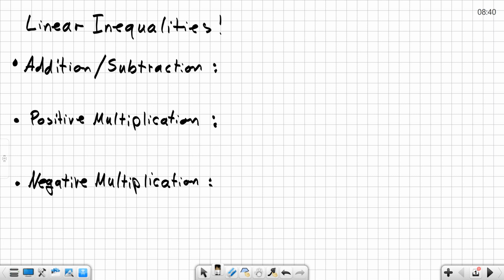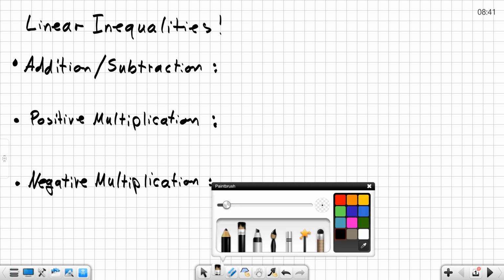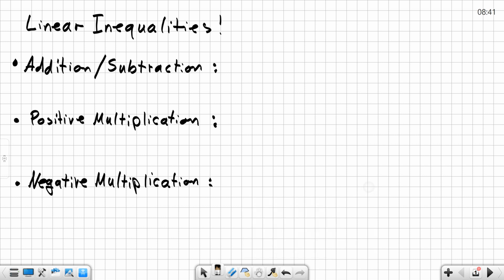Linear inequalities. Okay, let's first have a look at some properties and then we start solving linear inequalities. Really, the properties are almost identical to what we had for equations. That means that we have an addition and subtraction property. Let's give us an example here on the right side that illustrates this.